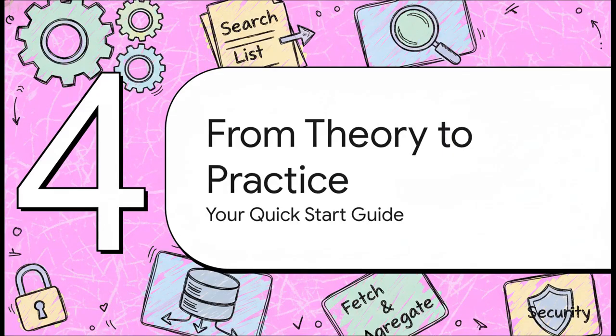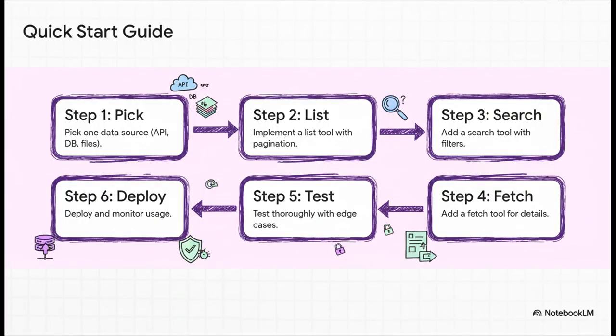Theory is great and all, but let's make this real. How do you go from watching this to building your very first production-ready, read-only tool? Let's walk through the exact steps. Here is your action plan. Start simple. Just pick one data source. Implement that list pattern first, and make sure you get pagination right. Then layer on search and fetch.